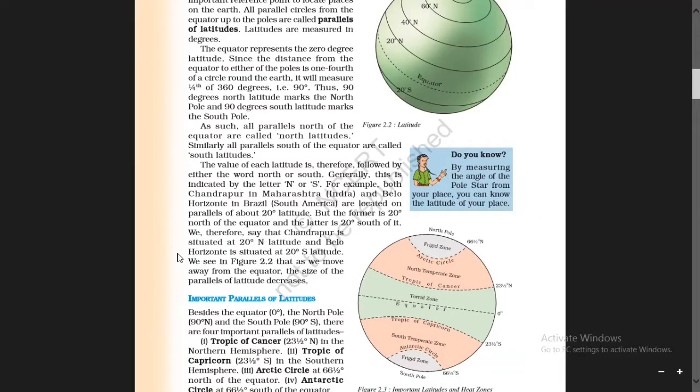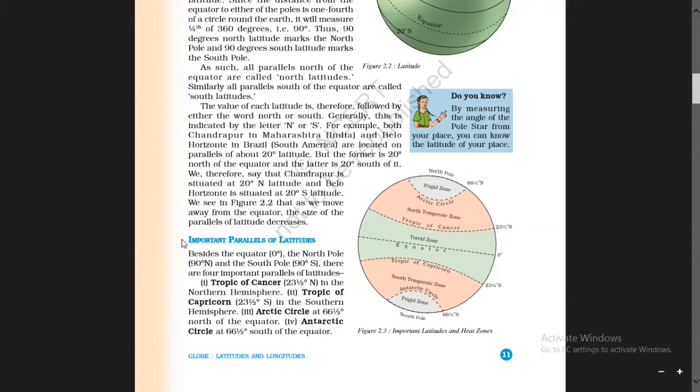Now let us see the next part of the chapter, that is important parallels of latitudes.